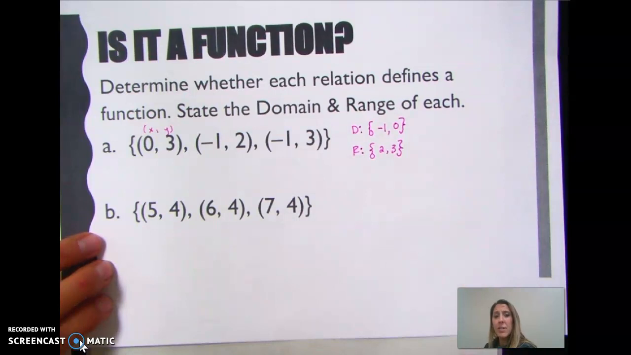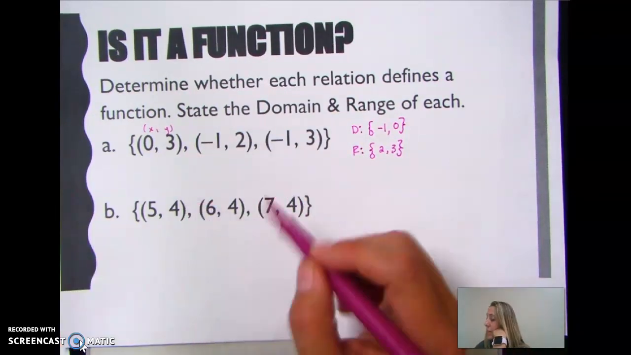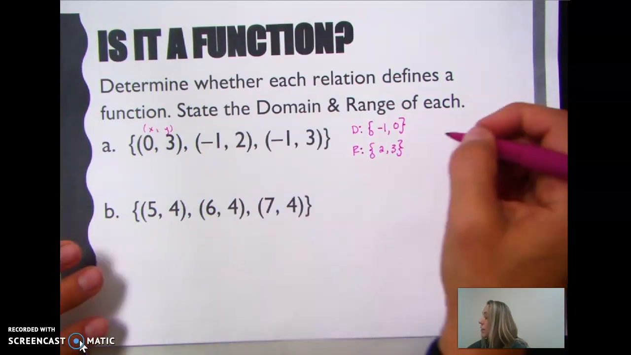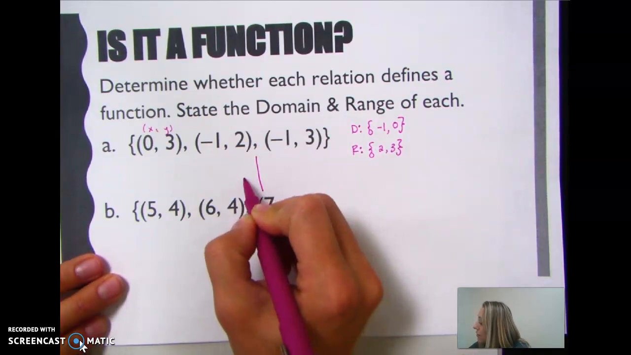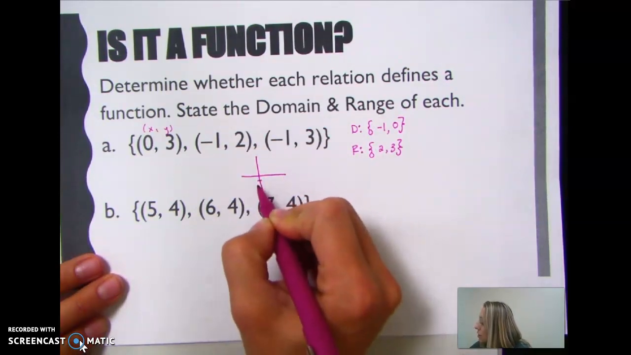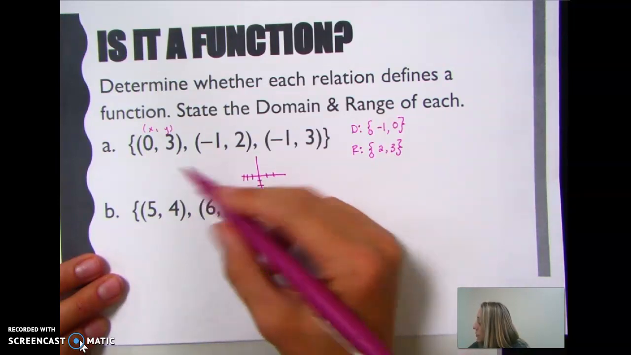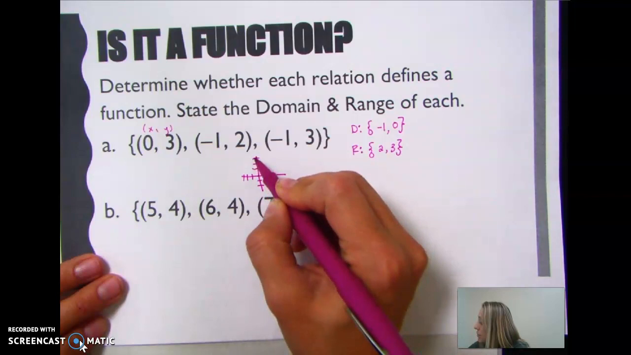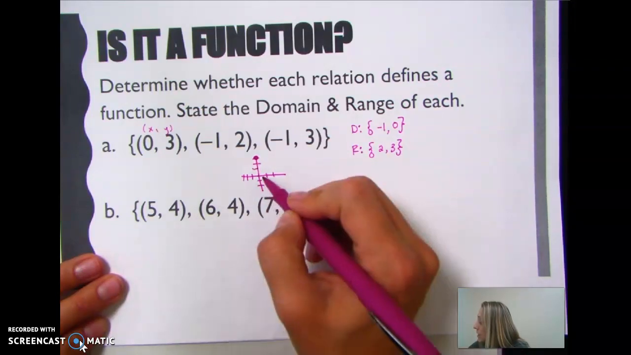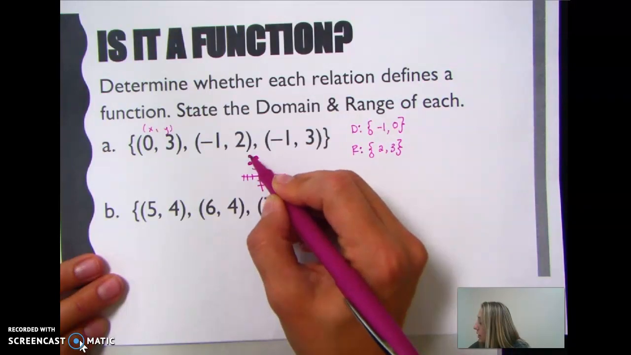Now we're going to find out and look at this. Looking at that, I'm not 100% sure if this is a function. So I'm going to go ahead and graph it really quick. If I draw a graph, I have -1. So my first point is 0, 3. So I'm going to go 0 up 3. It's 1 point. I have -1, 2, and -1, 3.